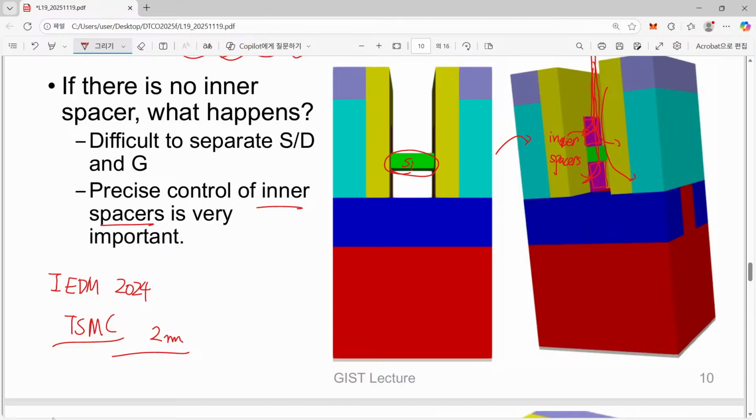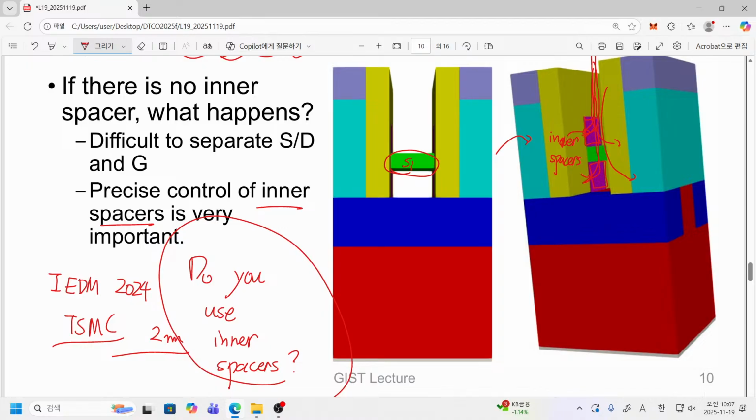And there was one question, of course there were several questions, but one question from a certain person: do you use inner spacers? That was the actual question asked by one audience. Then the answer was, the TSMC engineer just said that yes, we are using inner spacers.